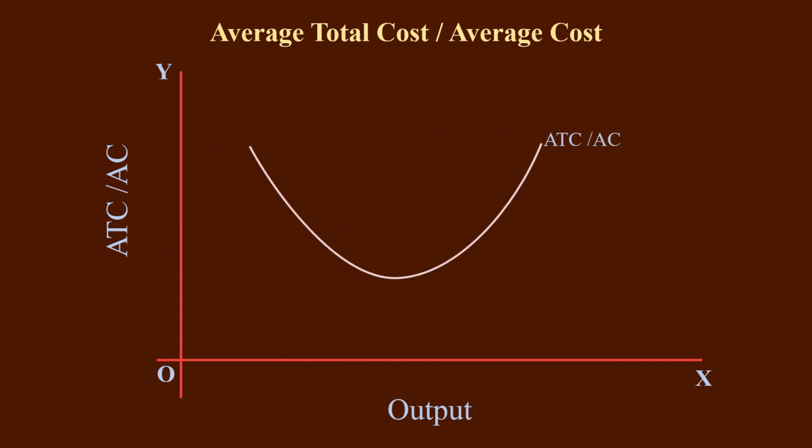ATC is the average total cost curve. Average cost curve is U-shaped because of the law of variable proportion. In the falling part of the average cost curve, law of increasing returns to a factor operates. At the minimum point of average cost curve, law of constant returns to a factor operates. In the rising part of the average cost curve, law of decreasing returns to a factor operates.